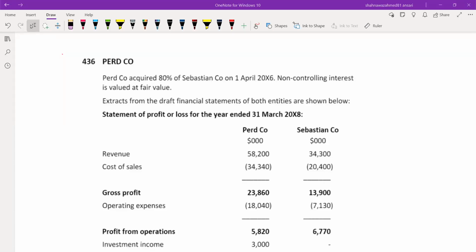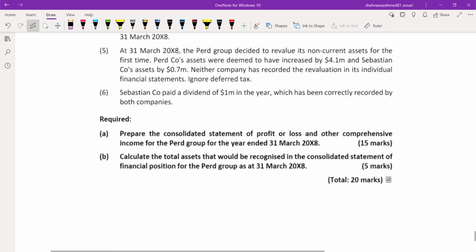So let's discuss another question. What is the requirement of the question? Prepare consolidated profit and loss and other comprehensive income, 15 marks, and then consolidated total assets figure, only 5 marks.